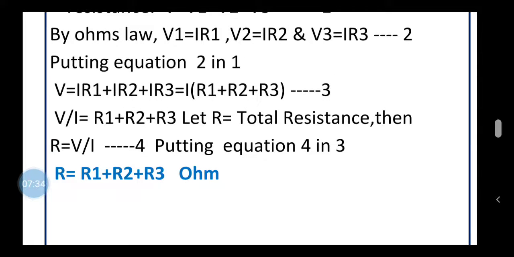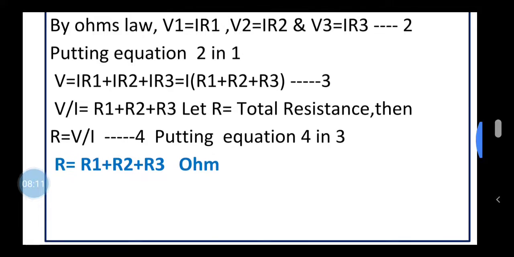Now friends, consider that let us say R is the total resistance of the circuit, the effective resistance of the circuit. V is the input voltage applied, R is the total resistance, I is the total current. Then by Ohm's law we can write R is equal to V by I. Call this as equation number 4. Substitute equation number 4 in equation 3. Then what you get? V by I is equal to R, so R is equal to R1 plus R2 plus R3 ohm. So R is the effective resistance or the total resistance of the series circuit.